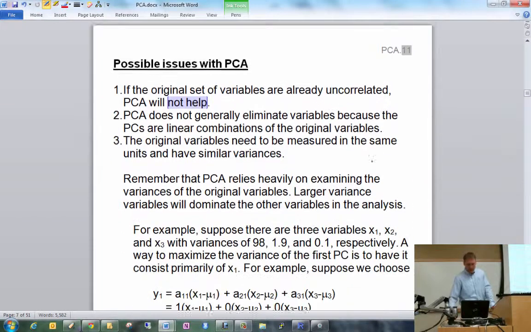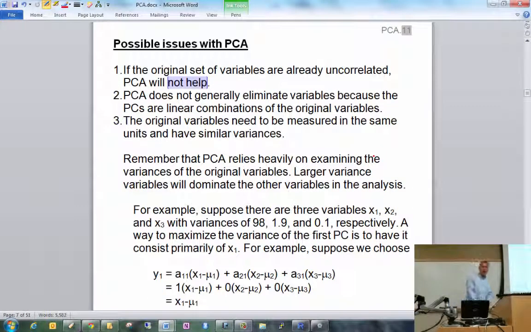Okay, so possible issues then with using principal component analysis. Notice I don't call them problems, just call them issues. There's 3 of them. First, if the original set of variables are already uncorrelated, well, PCA is not going to help you at all. Where PCA helps is that if you have variables that share a considerable amount of correlation.